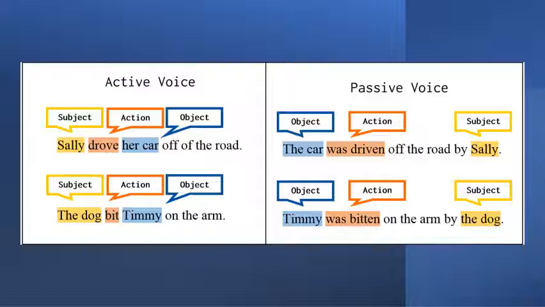So there, the object should come first. The car was driven off the road by Sally. The emphasis is on the car.